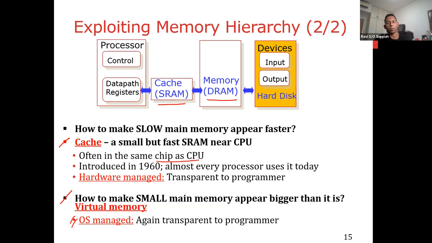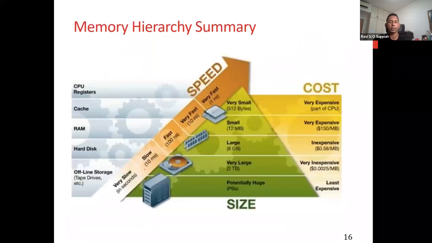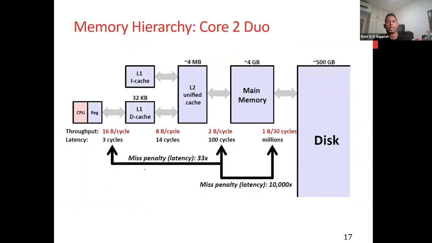Both of these are transparent to the programmer. The virtual memory is OS managed, whereas the cache is hardware managed. So this is the idea of the hierarchy, from the hard disk all the way to the CPU registers. This is just an example of the overall structure.